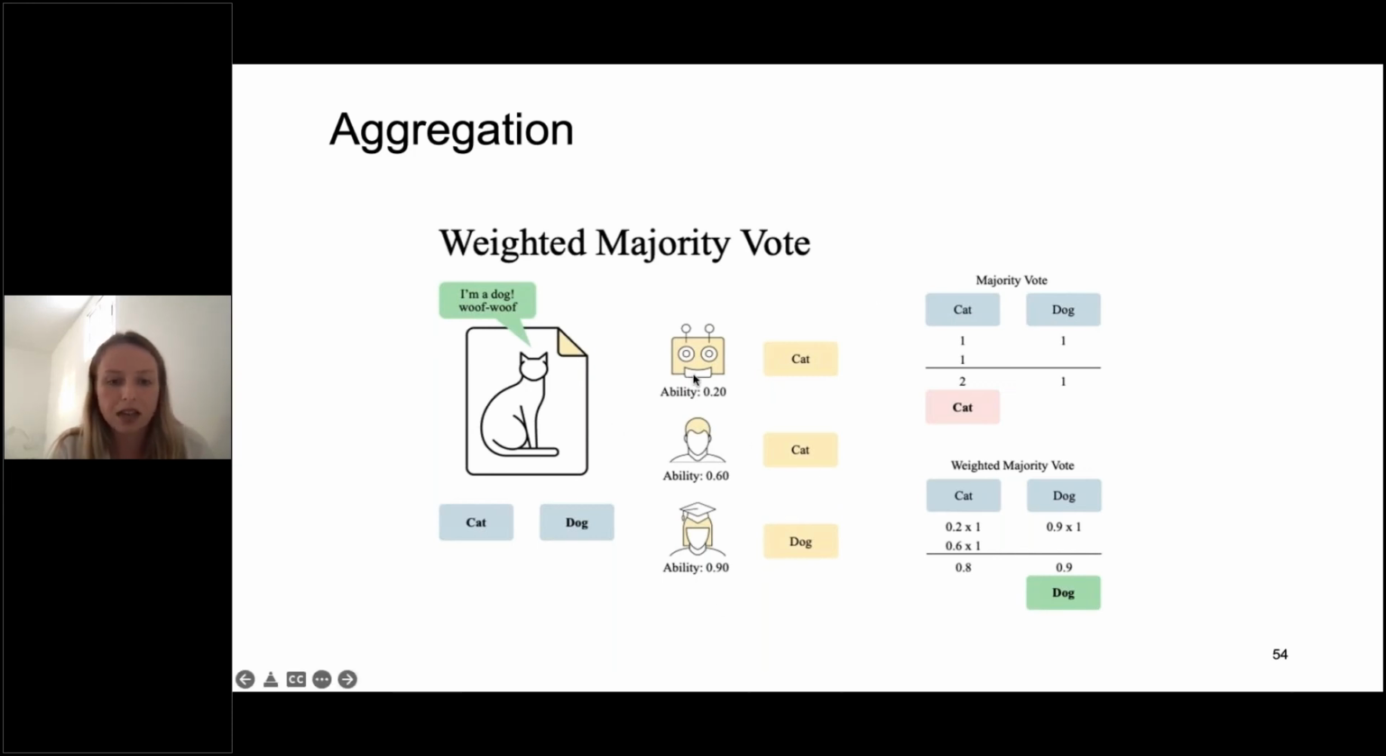But what happens here is our performers have different abilities. The third performer actually has a higher ability than the first two. And even though he was the only person who said that the label is a dog, if you compute the weighted majority vote, the label should be a dog and not a cat, as the normal majority vote suggested. So this is just an alternative you could use if you know the abilities of your performers.